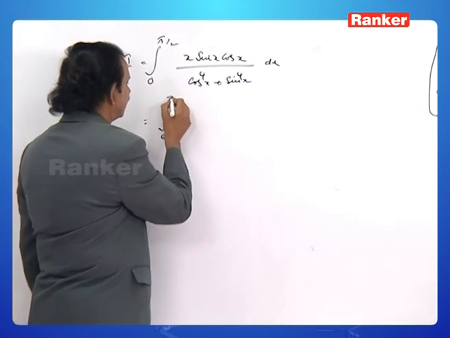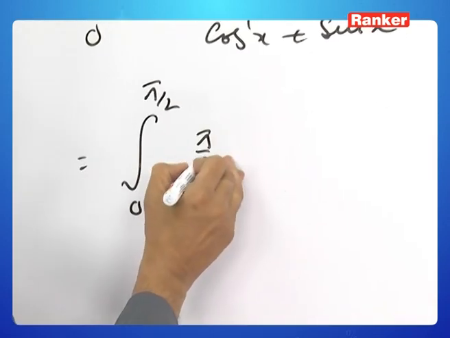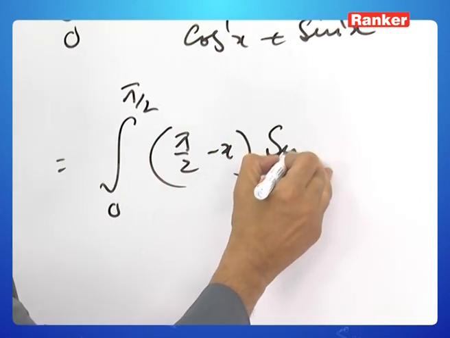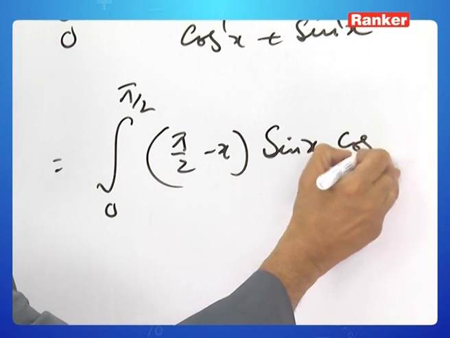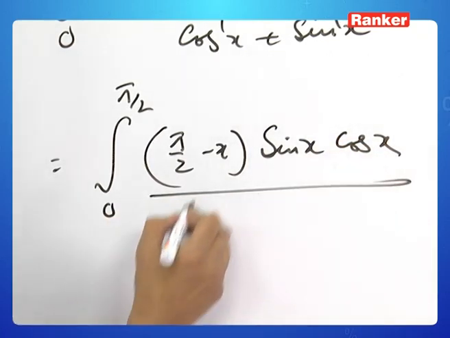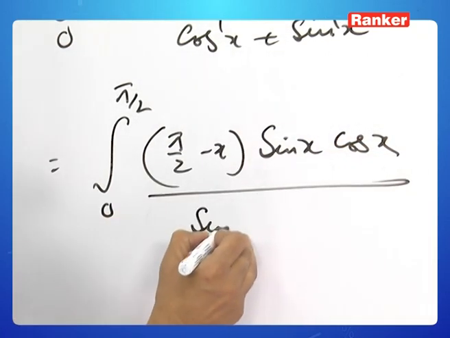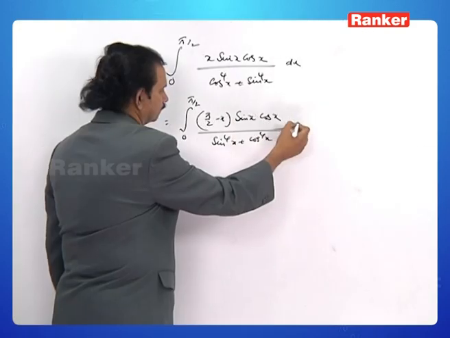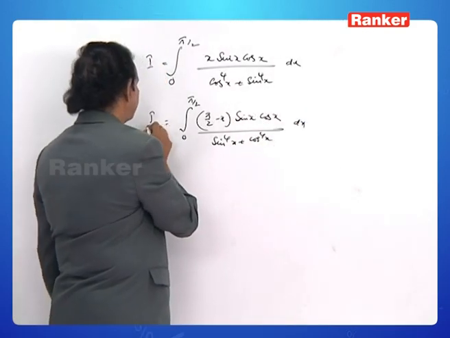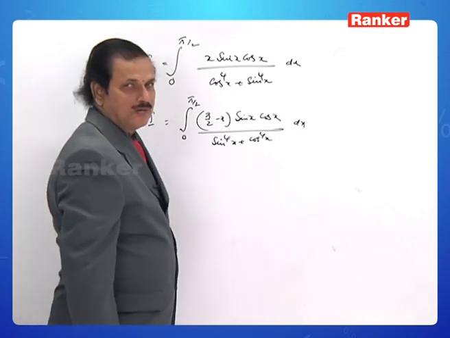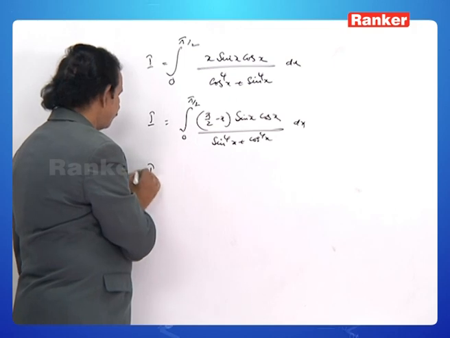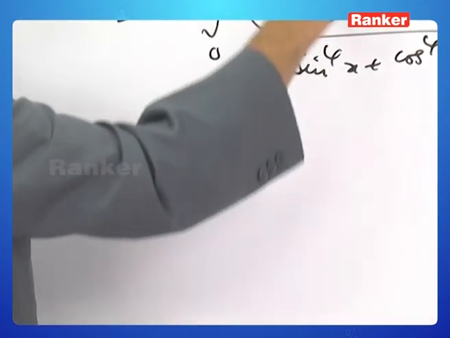Integral 0 to pi by 2 of pi by 2 minus x into sin pi by 2 minus x into cos pi by 2 minus x by sin power 4x plus cos power 4x. This is I. Well, my dear, you add these two. I plus I becomes 2I. This plus this.